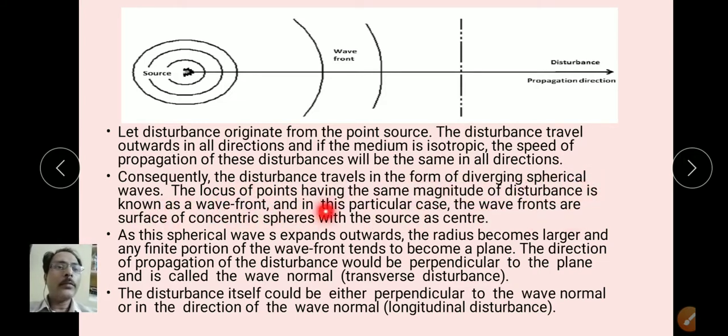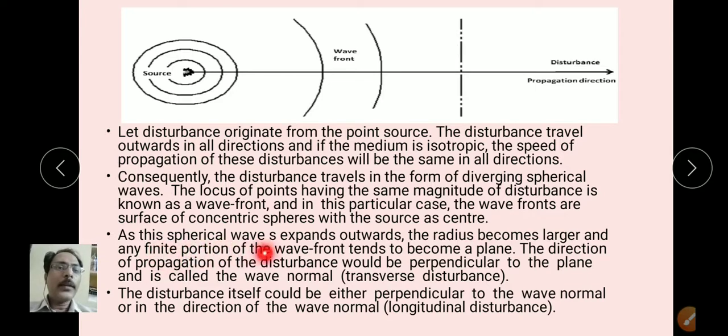The locus of points having the same magnitude of disturbance is known as a wavefront. This is important: the locus of points having the same magnitude of disturbance is known as a wavefront. You can see this wavefront has one magnitude, and this one has another magnitude. Each wave has its own magnitude. The locus of points with the same magnitude is called a wavefront. In this particular case, the wavefronts are surfaces of concentric spheres, with the source as the center.